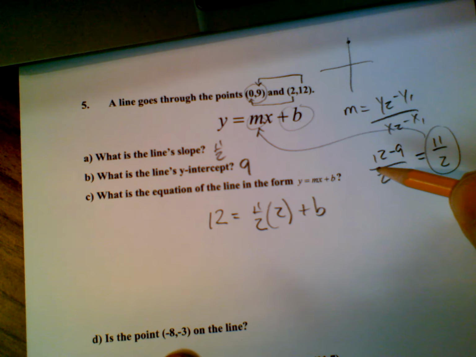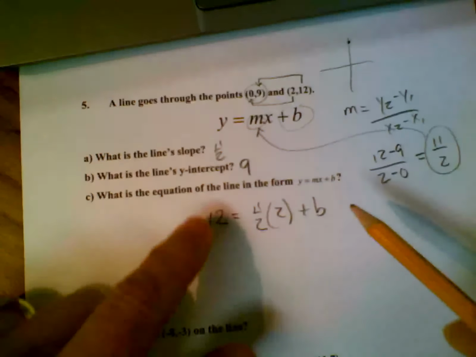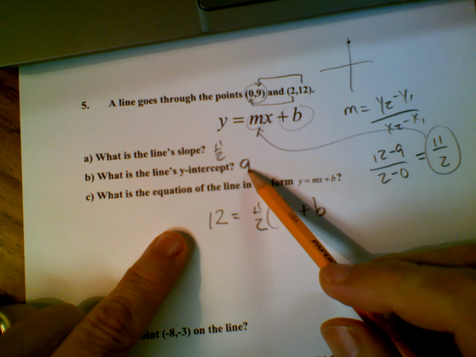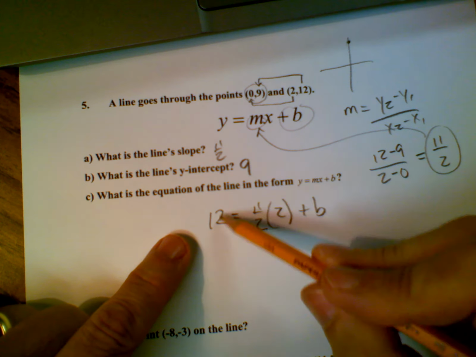Wait a minute. I know what the b is, don't I? It's 9. Wait a minute. Do I really have to do all this work? I know the slope. I know the y-intercept already. I don't really have to do this.